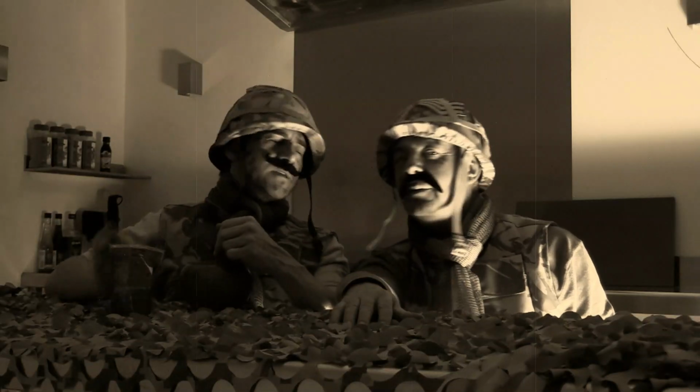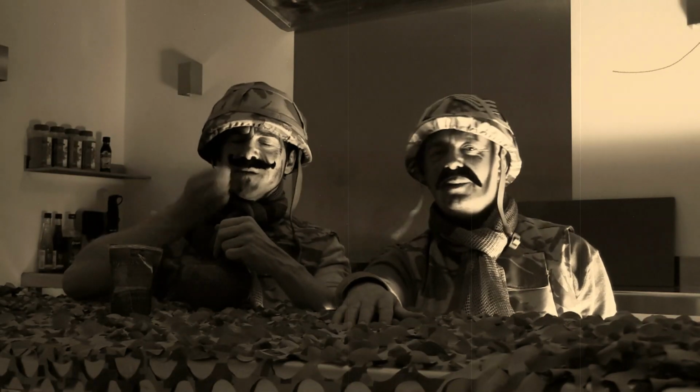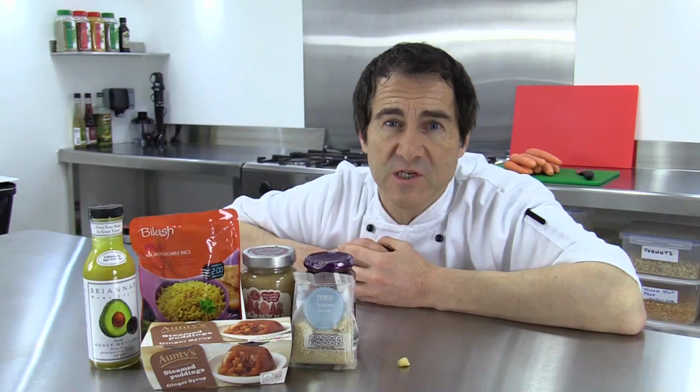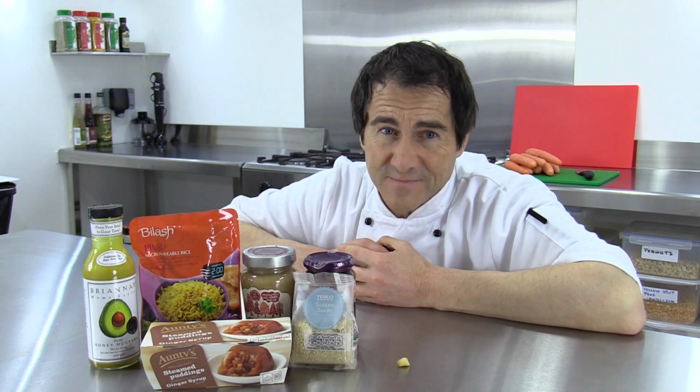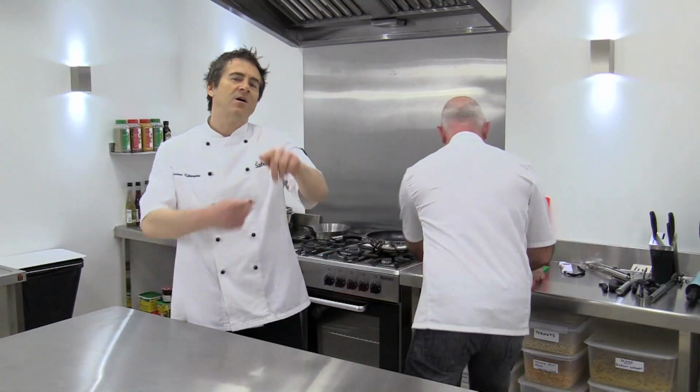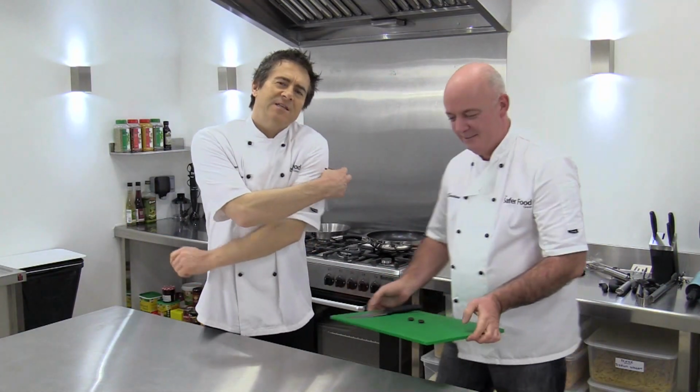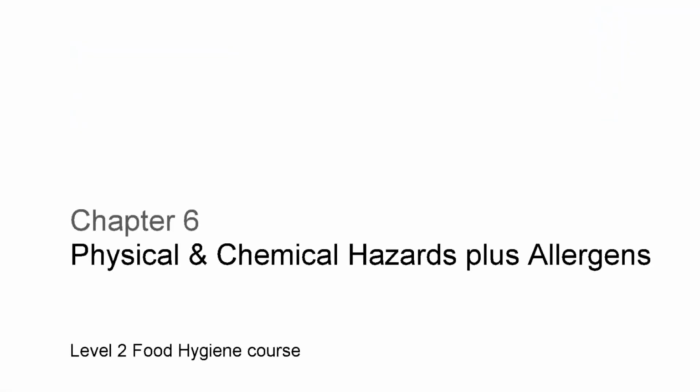Chapter 6. Physical hazards, chemical hazards and allergens. This chapter explains how to identify a range of potential hazards including physical, chemical and food-based allergenic hazards. It also introduces a range of simple, effective control measures that can reduce the associated risks to food safety. Let's get back to the guys who are going to introduce us to the 4 different types of food hazard.